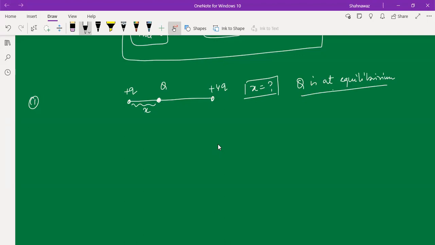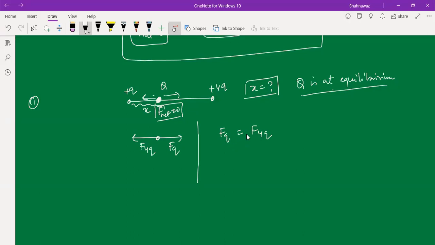Yes, sir. So let us calculate the forces. At equilibrium, we just have to calculate F net, right? If F net is 0, then this point is at equilibrium. There are two forces acting on this point: one is F4Q in this direction and FQ in this direction. So at equilibrium, FQ equals F4Q. Did you learn this in your CPSC course? No, sir. Okay, so let us do this question then.